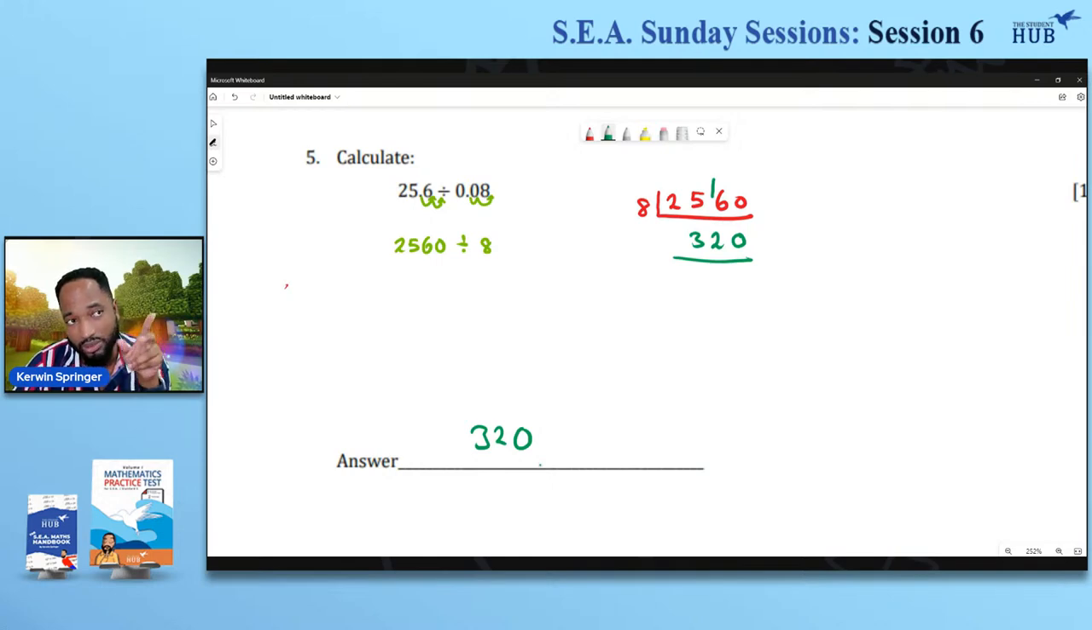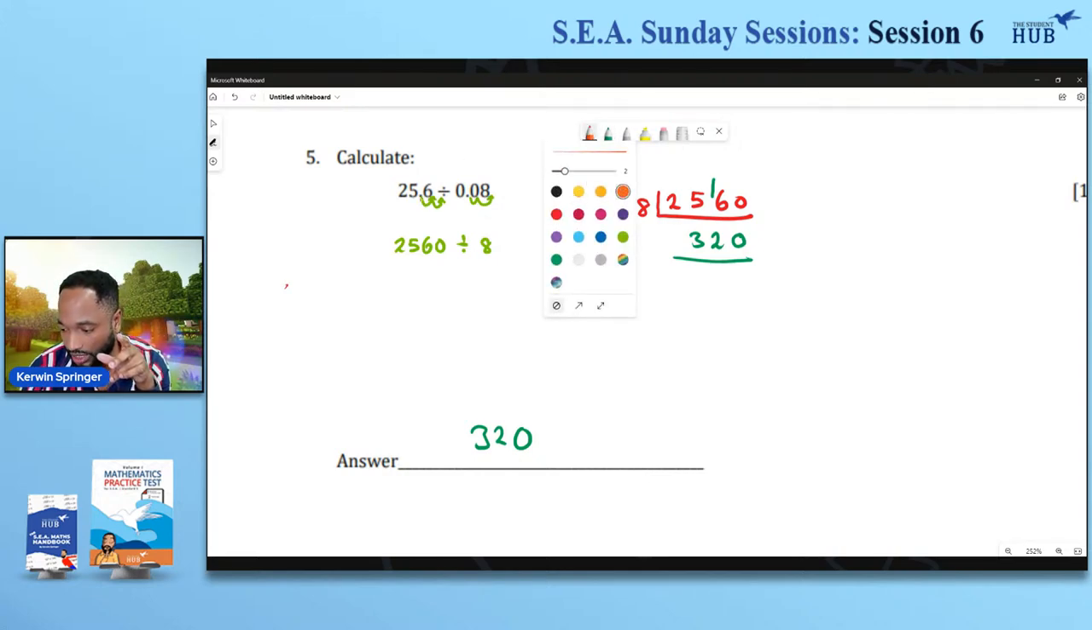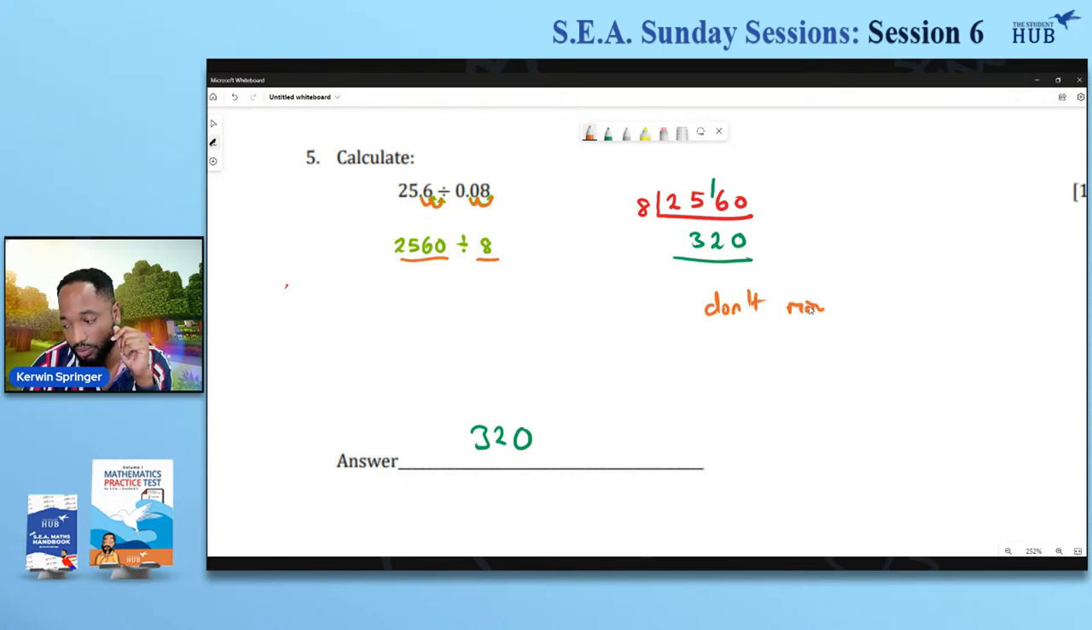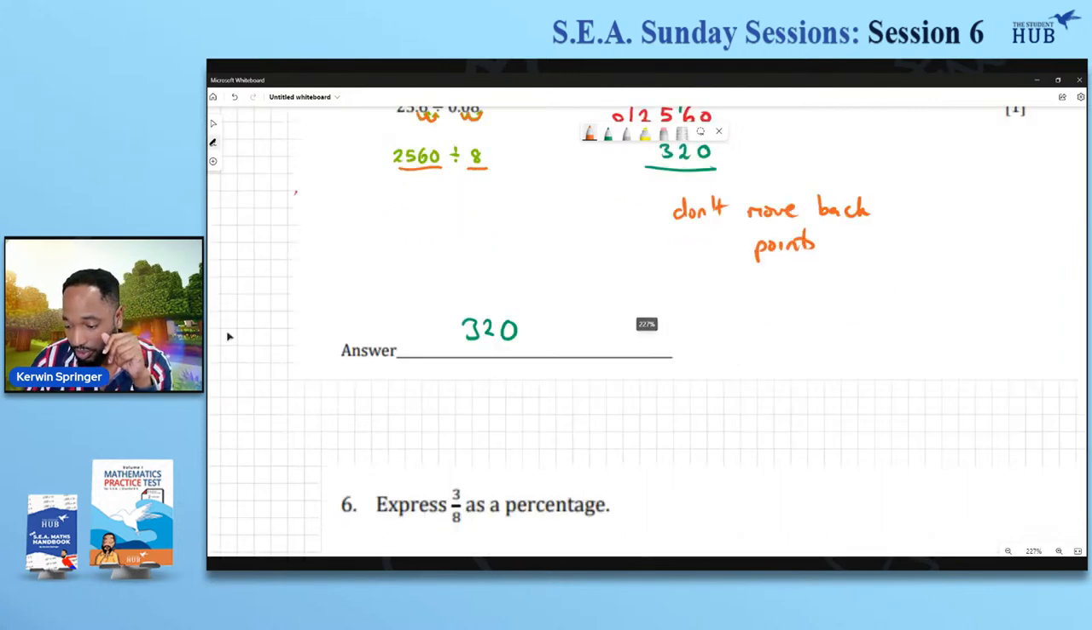So like when you multiply and remove the points, when we get the answer, we need to bring back the points. When you're dividing, once you move the points the same amount on each one, like this, 1, 2, so this turns to that, and 1, 2, and this turns to 8. Remember that. You don't need to move back the points. Don't move back points. I'm seeing some of you moving back the points there, but don't touch it.